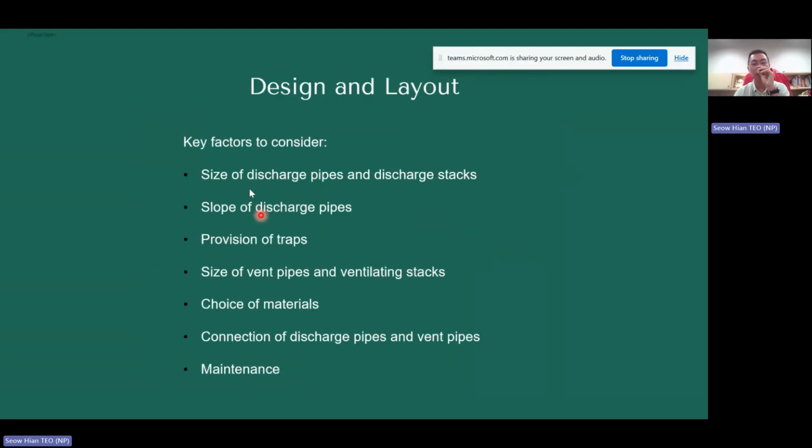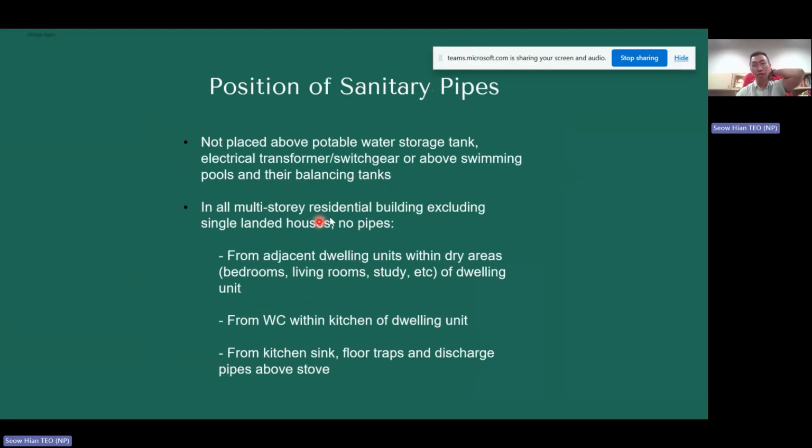So some key considerations to look at will be the size of discharge pipes and discharge stacks, the slope of the discharge pipe, provisions of the trap, and the size of the vent pipe and ventilation stacks, and choice of material, connecting discharge points and vent pipes, and maintenance.